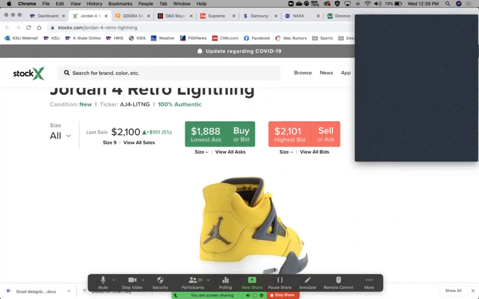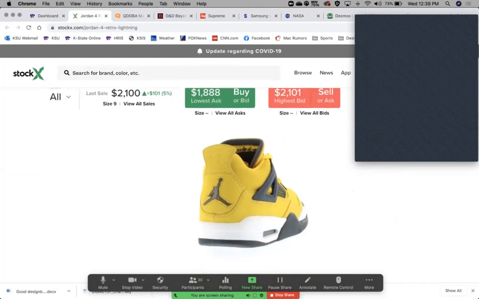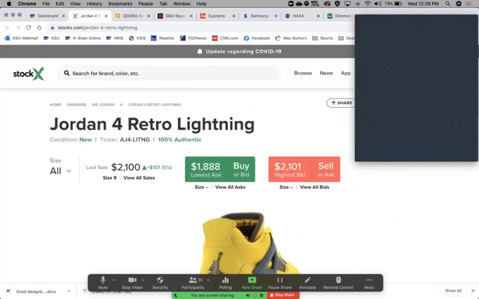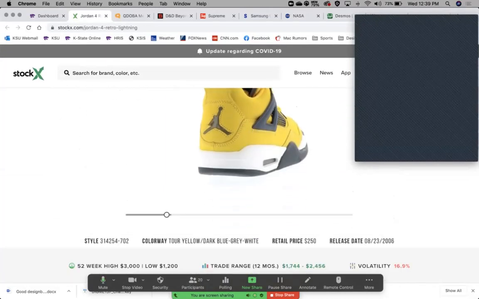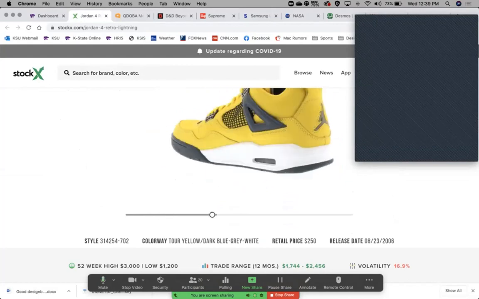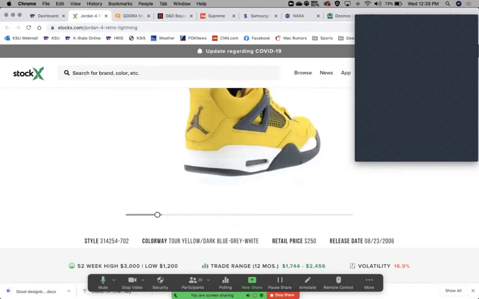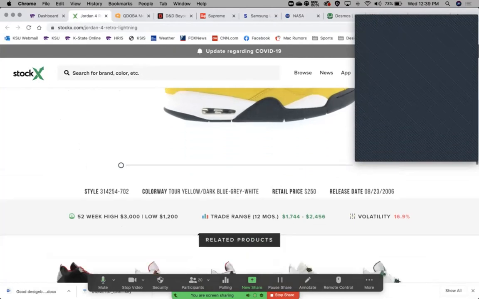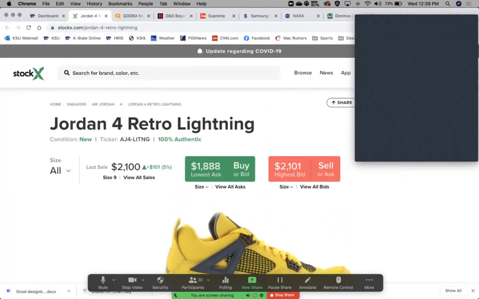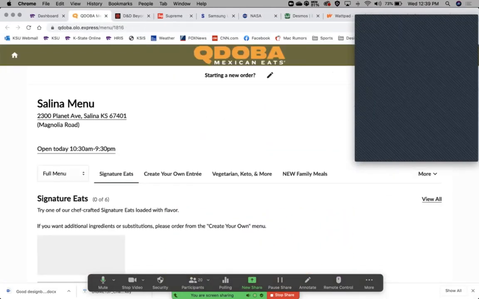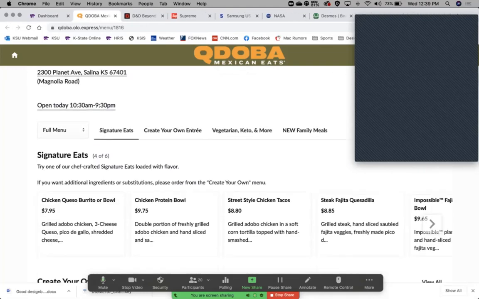Cool. All right, sweet. Nicely done. The interface is really done well. They have nice interactive features, like here where you can scroll around to look at the shoe in detail. So yeah, very cool.